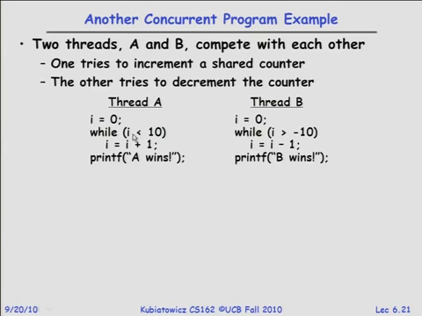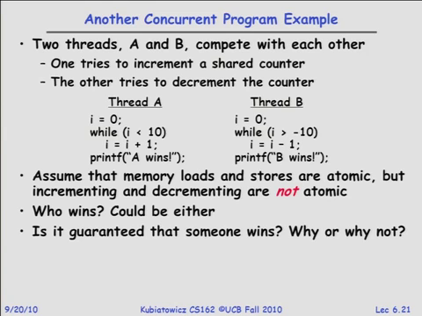Well, assuming that memory loads and stores are atomic, but incrementing and decrementing are not, who wins? Could be anyone. Is it guaranteed that somebody wins? No. Right? Because they're basically busy undoing each other all the time. And that's not just because one's incrementing and one's decrementing. That would be nice if that was the chaos we're worrying about. The problem here is that we can actually have one of them undoing what another one just did in a weird way. Okay? So this is very bad programming style.